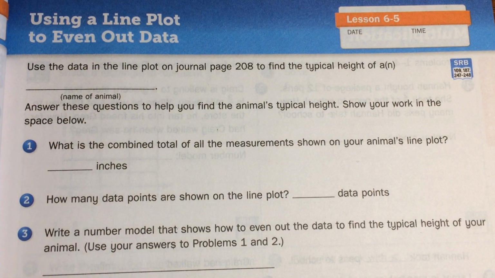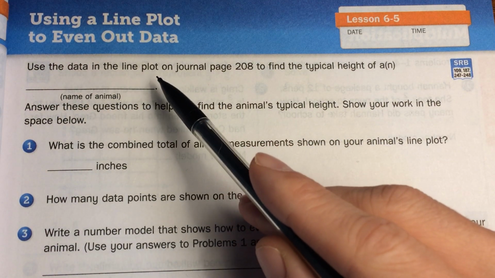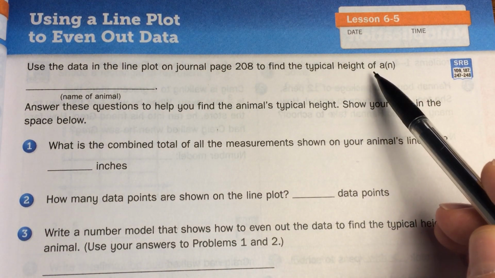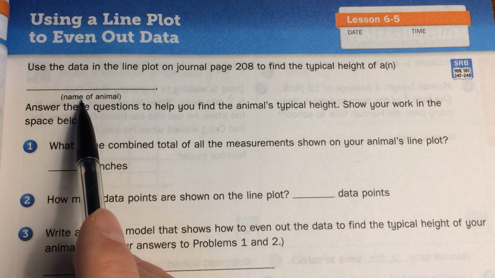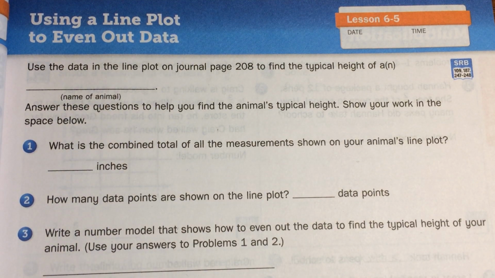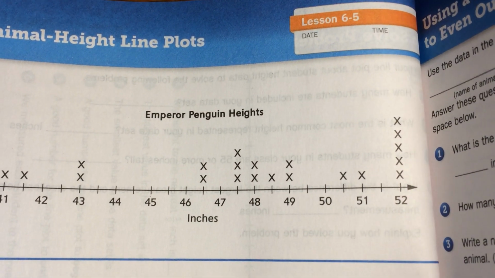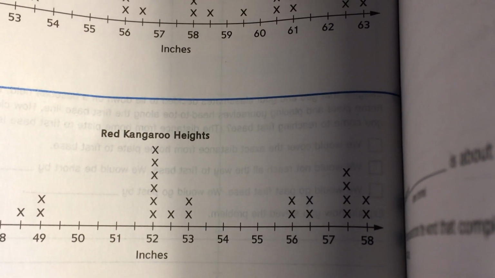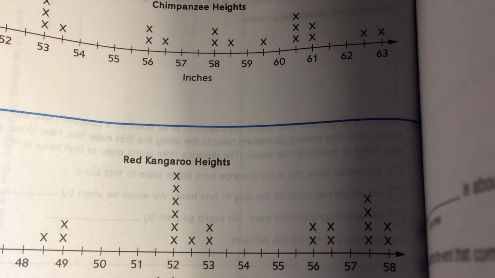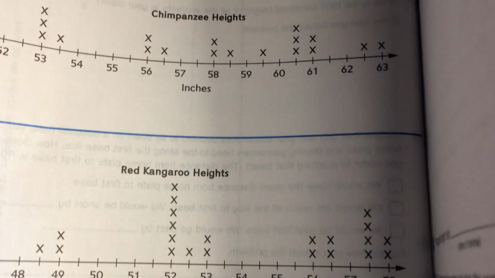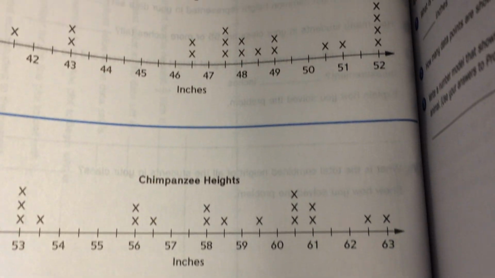So right away, at the very top of the page, they're going to ask you to find the typical height of a blank, and it says name of animal. So this is where you're going to get to choose. You can see here, you can choose the plot for the emperor penguin, the chimpanzee, or the red kangaroo. You're only going to be focusing on one of these, not all together. Just pick one.